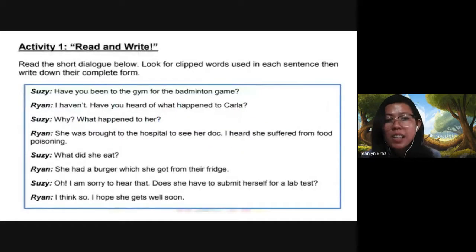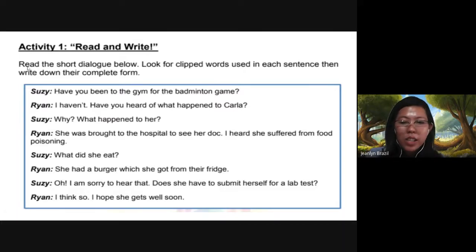So ito, makikita nyo to sa module ninyo, itong second exercise natin. Who wants to read the direction for this activity, for the second exercise? Sige nga, tingnan natin. Who wants to read the direction, the instruction? Ayan. Okay, Princess, please read.